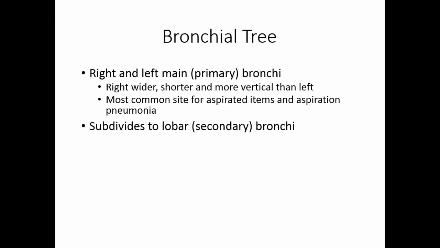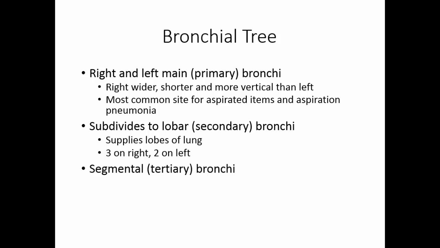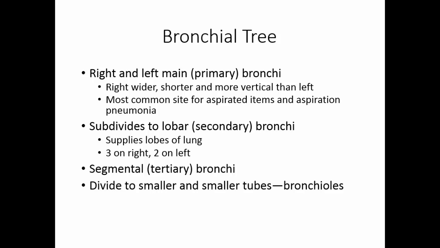The right and left bronchi divide into lobar or secondary bronchi. These supply the lobes of each lung. The right lung has 3 lobes and the left lung has 2 lobes. These further divide into the segmental or tertiary bronchi, which continue to divide into smaller and smaller tubes that are called bronchioles. Eventually we get to the terminal bronchioles. The terminal bronchioles feed the alveoli.